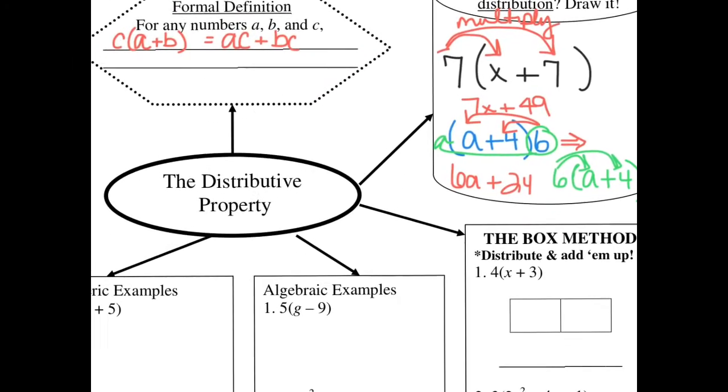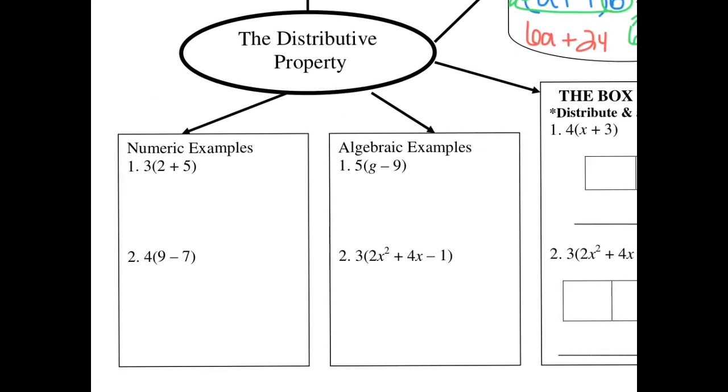So today we are going to use the distributive property. Anytime I use the distributive property, I draw arrows to simplify what operation is taking place. 3 times 2, which is 6, and 3 times 5, which is 15. 6 plus 15 equals 21. Or for an algebraic expression, 5 times g and 5 times negative 9 gives me 5g minus 45.